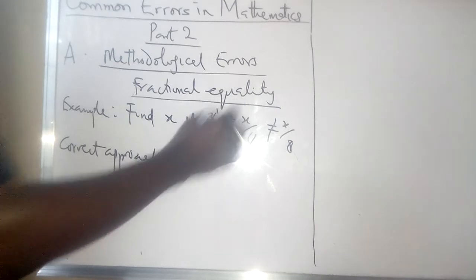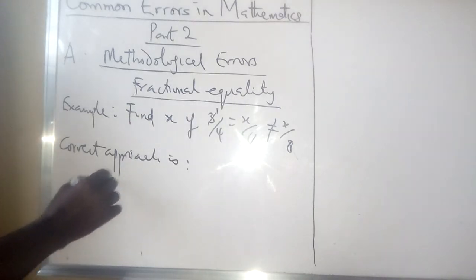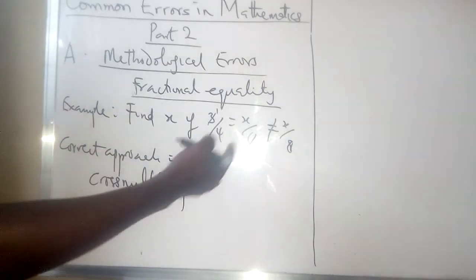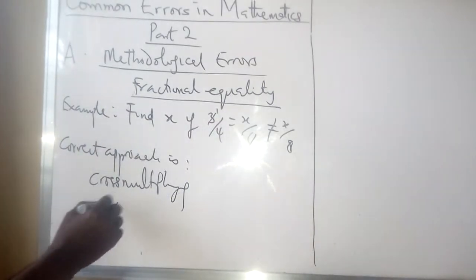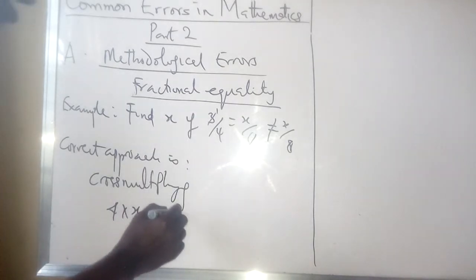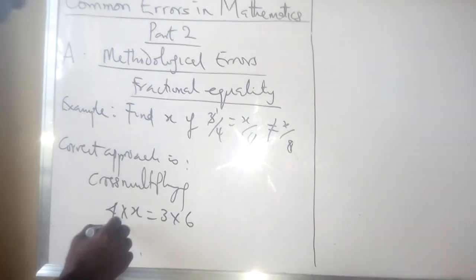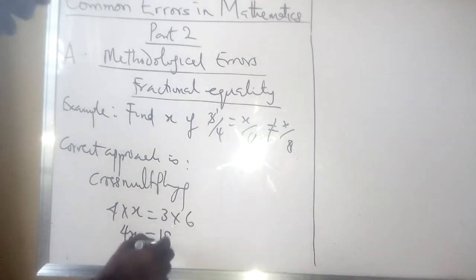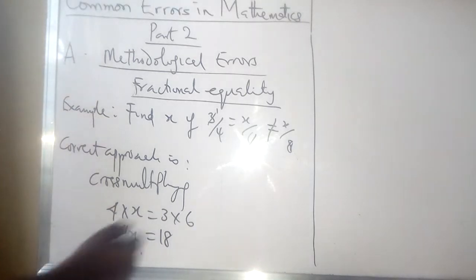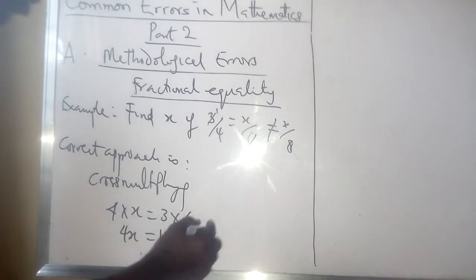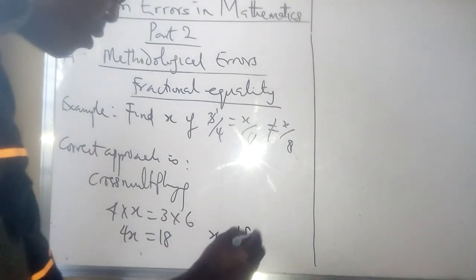So the correct approach is that you cross multiply. So you cross multiply, that is you have 4 times x is equal to 3 times 6. So 4 times x will be 4x is equal to what? 3 times 6, that is what? 18. Okay, so we now divide both sides by 4. So x will be 18 all over 4.